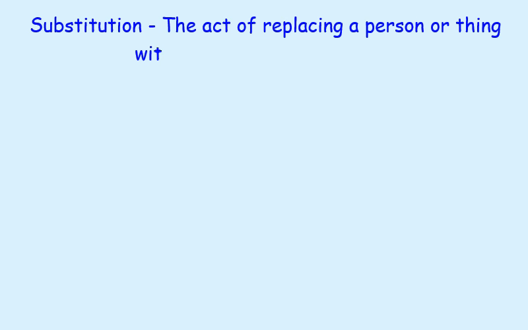First, substitution means the act of replacing a person or thing with another person or thing. So in substitution for systems of equations, we will substitute one variable in one equation with the entire side of a second equation.